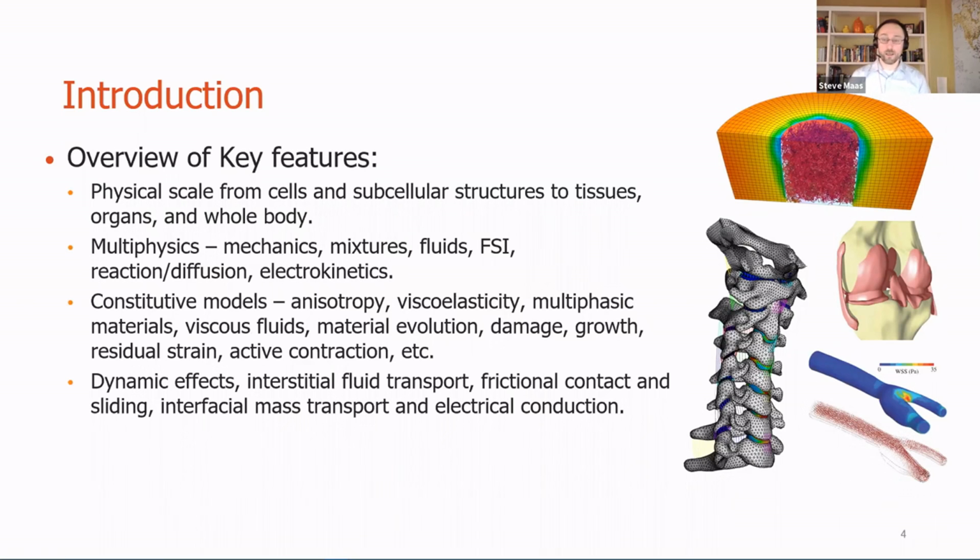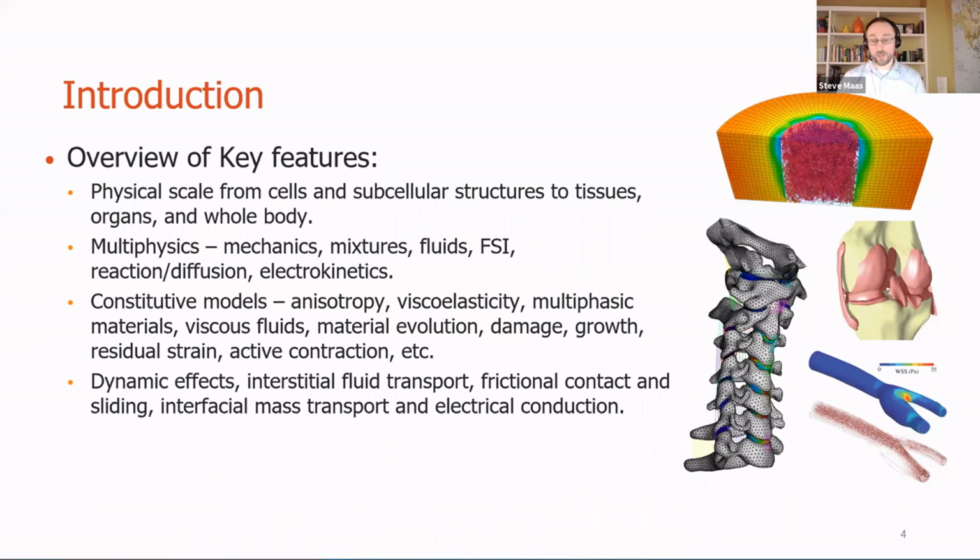But since then, our code has grown quite a bit, and I just want to give you a brief overview of some of the key functionality. So you can model basically any physical scale, from cell and subcellular structures to tissue, organs, and whole body. FEBio is a multi-physics code in the true sense of the word. So, we started with a mechanics solver, but we added several other physics solvers since then, including fluid and FSI capabilities. And many of these solvers can be combined in a single model.